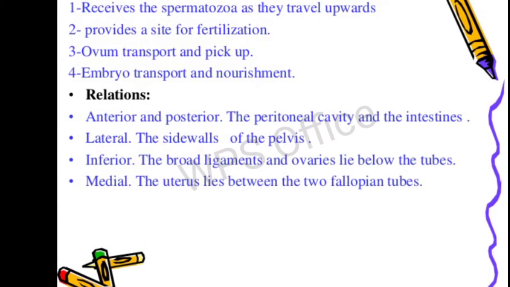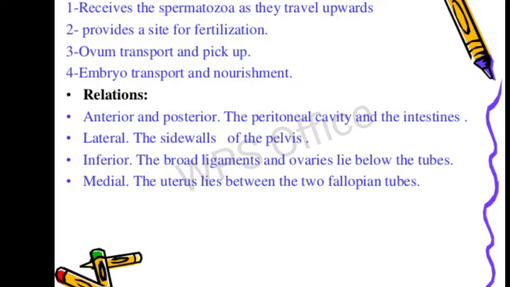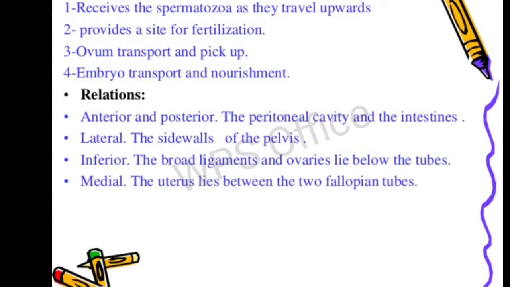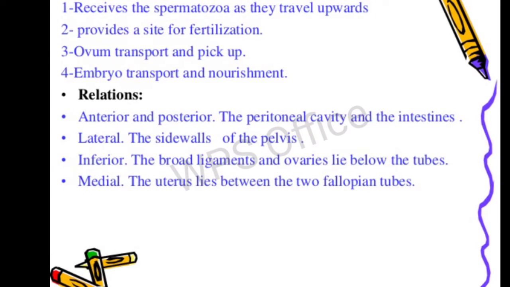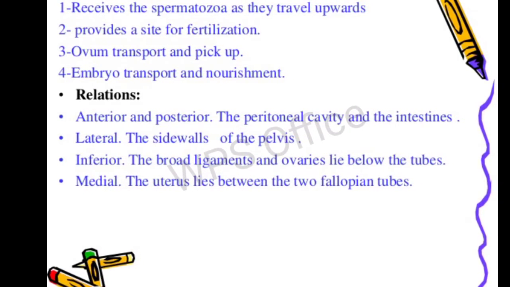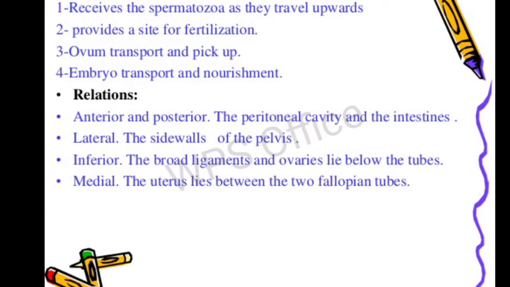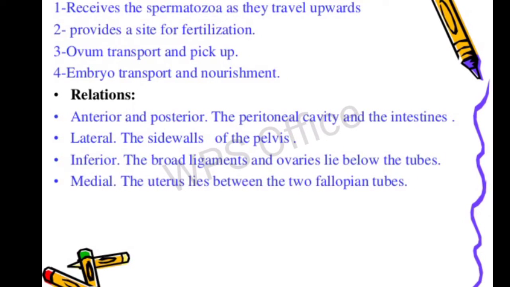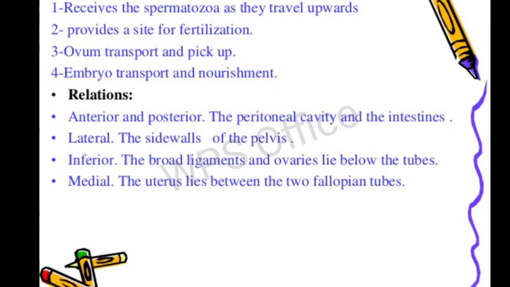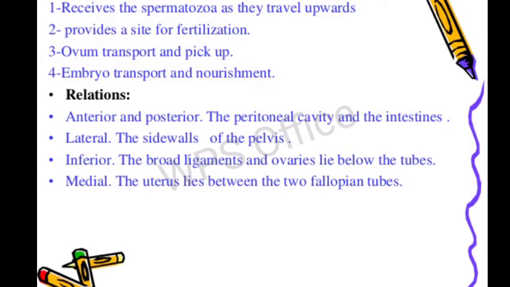Then the functions of the fallopian tube are: it will receive the spermatozoa as they travel upwards. Then it will provide the site for the fertilization, that means in the ampulla. Then this will transport the ovum and pick it up. Then embryo transport and nourishment will be done here.